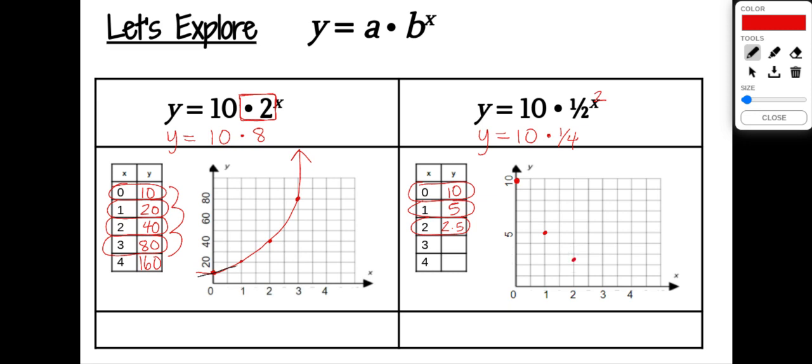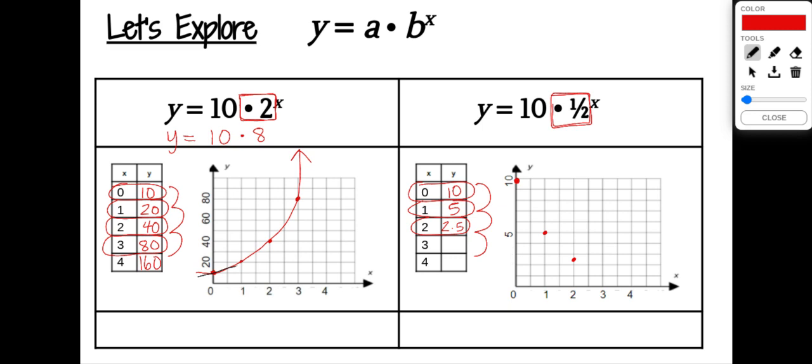Okay. Now I want to see if you notice something. Let's get rid of this. There's also a pattern in the y. You see what's happening? We're taking half of, half of, half of. Half of 10 is 5. Half of 5 is 2.5. The multiplier is 1/2. The constant factor of change is multiplying by half. And that's the pattern we're going to see.